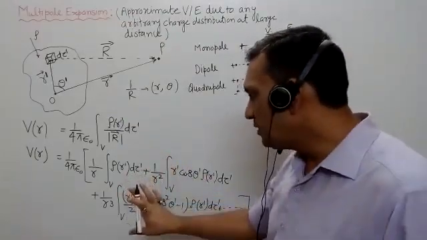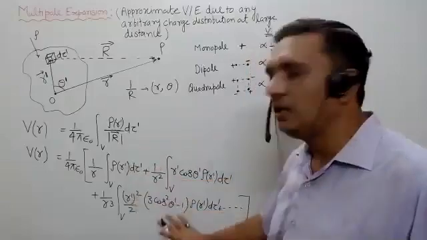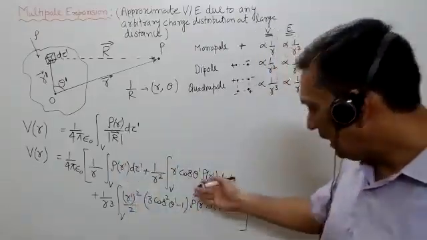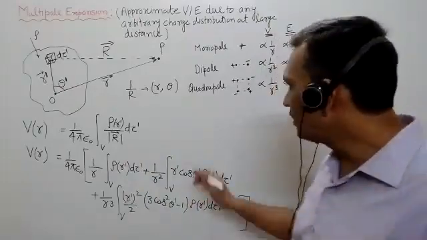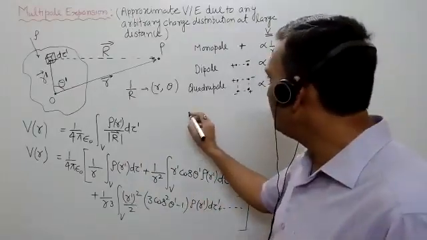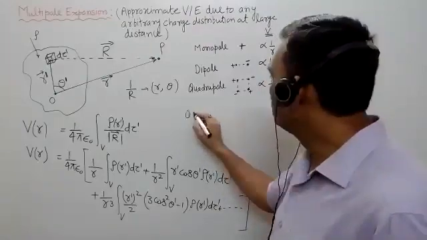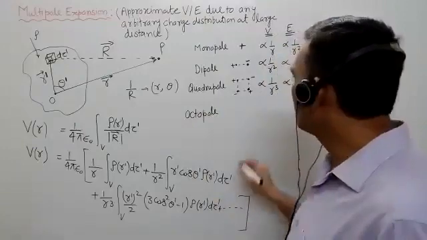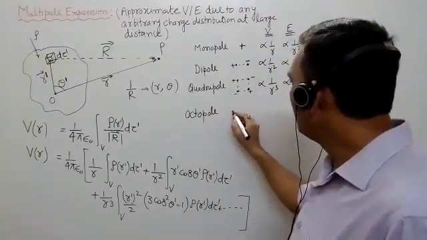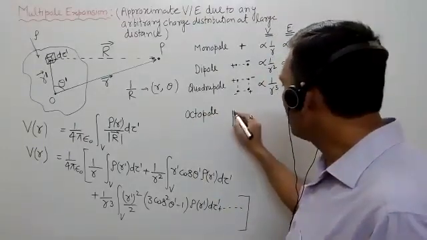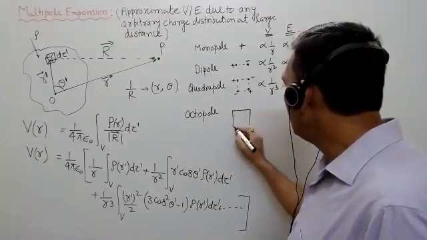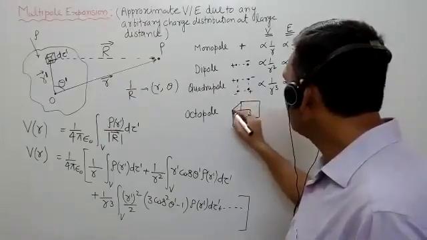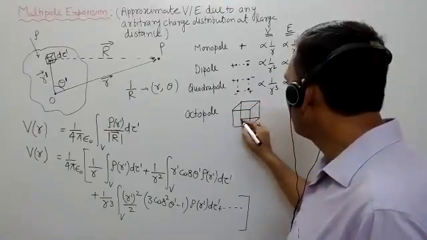In multipole expansion, you can calculate up to 3 terms only. That is the limitation of multipole expansion. You have other terms also. Next term will be octopole. At least remember up to octopole. In an octopole, you have a cube. Charges are placed alternatively at the corners of a cube. We have discussed this example in case of electrostatic energy.